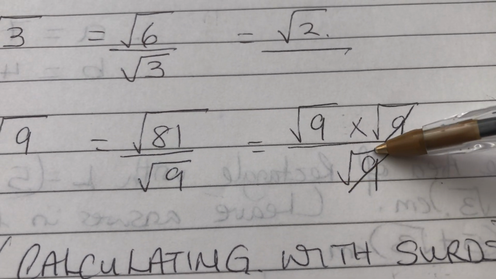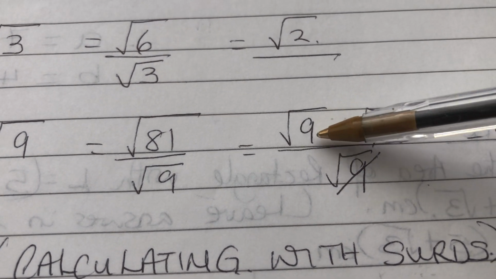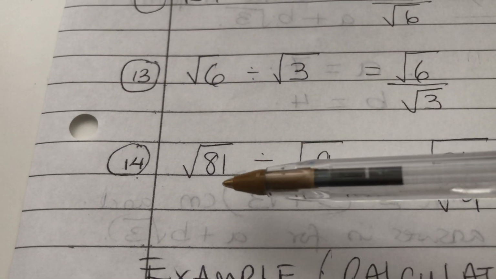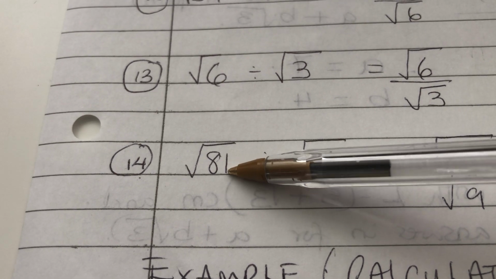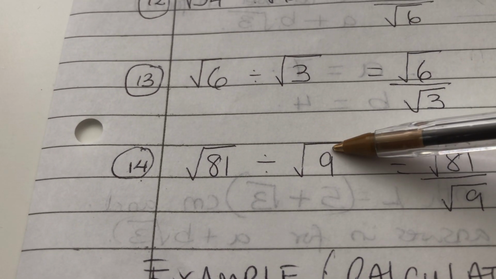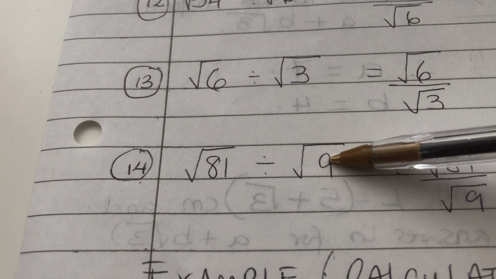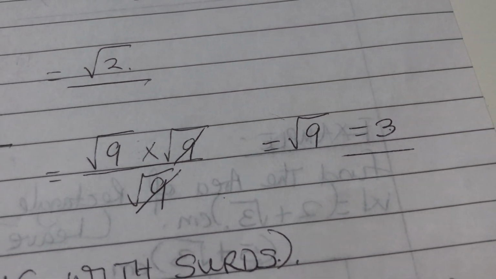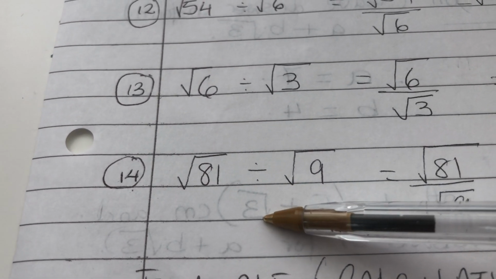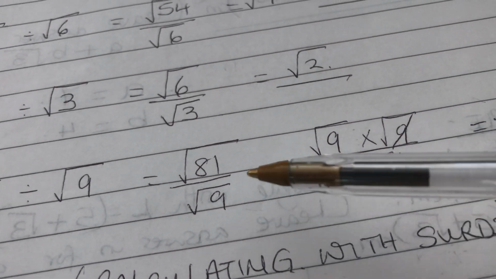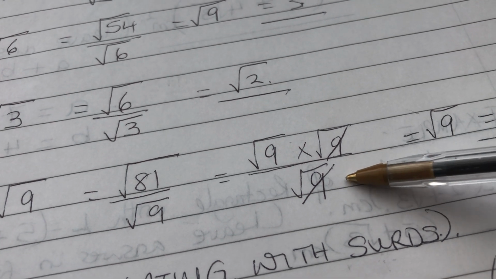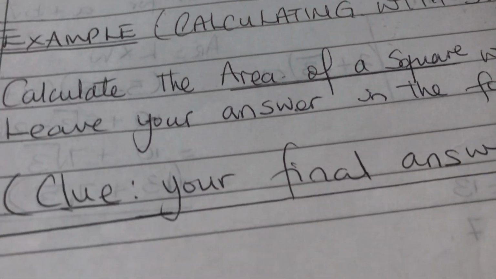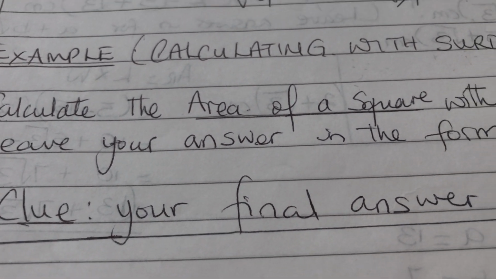So now root 9 will go. So I have root 9 here, so root 9 will be 3. Or look at it: root 81 is 9, root 9 is 3, so 9 divided by 3 will also give you 3. So you can do that here, or you break it into this form in surds, and then you get your 3. Now let's look at more examples.